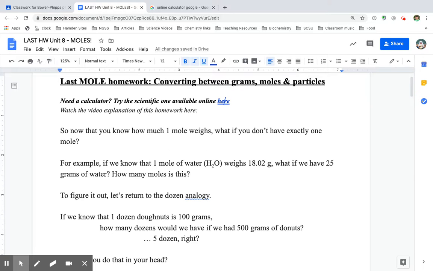So now that you know how much 1 mole weighs, what if you don't have exactly 1 mole? For example, if we know that 1 mole of water weighs 18.02 grams, right? We did that in the last homework. Then what if we had 25 grams of water? How many moles is this?